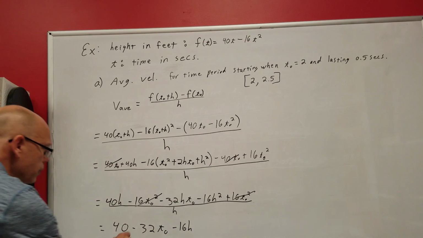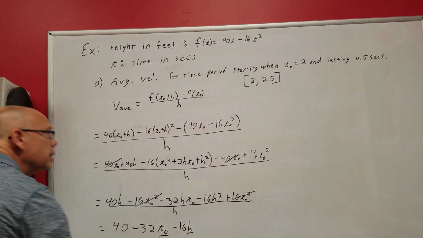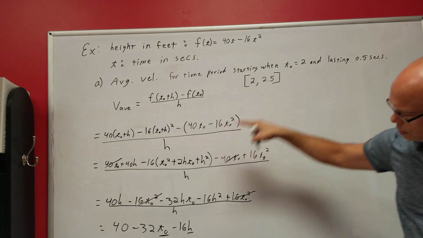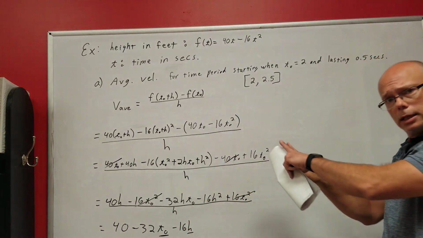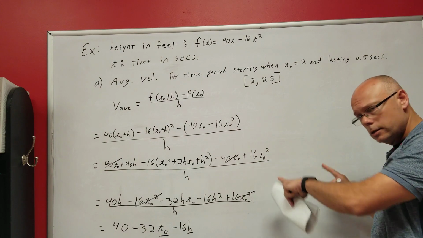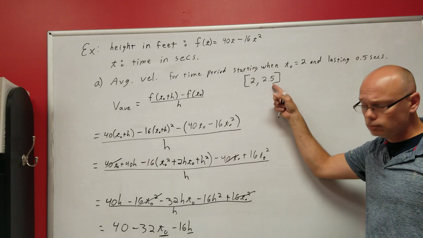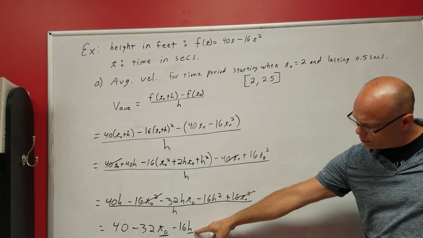Now, I just need to fill in for t naught and for h. Well, they tell me what t naught is. They tell me t naught is 2. So 2 is going to go right there. How about h? h is the length of the interval, right? How long is this interval if I go from 2 to 2.5? 0.5, right? So my h value is going to be 0.5 that I sub in there.